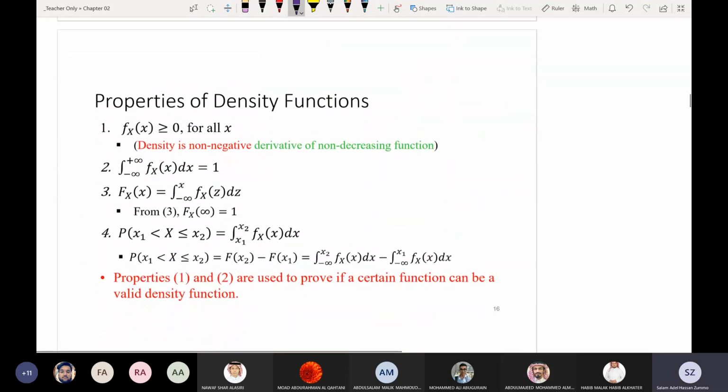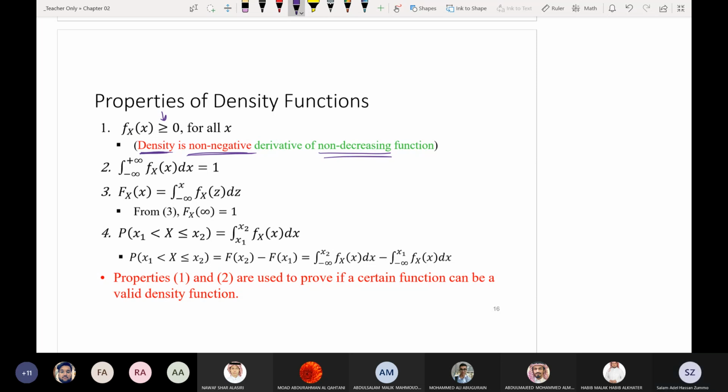طيب, the last thing that I would like to talk about is the properties of the density function. أول شيء, if you differentiate a non-decreasing function, إيش رأيكم? The derivative function will be what? Always greater than or equal to 0. Exactly. Thank you. It's always a non-negative function. And because this is, mathematically, logically, and physically, a density function, density can never be a negative function. هذا رقم واحد.